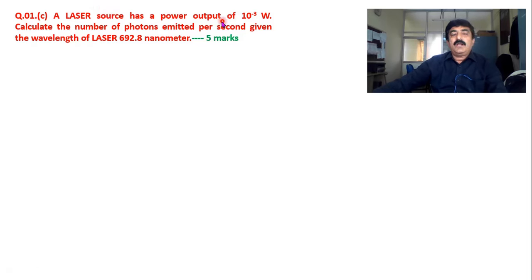A laser has a power output of 10 power minus 3 watt. Calculate the number of photons emitted per second, given the wavelength of the laser is 692.8 nanometer. So we have to solve the numerical problem. Well, let us write the data given here.